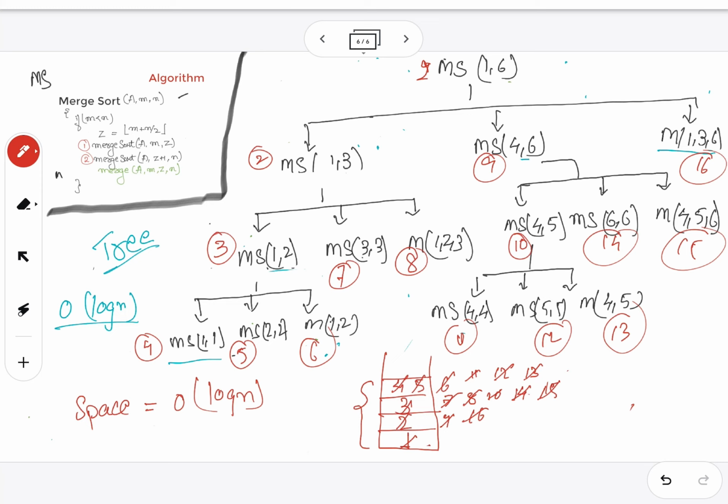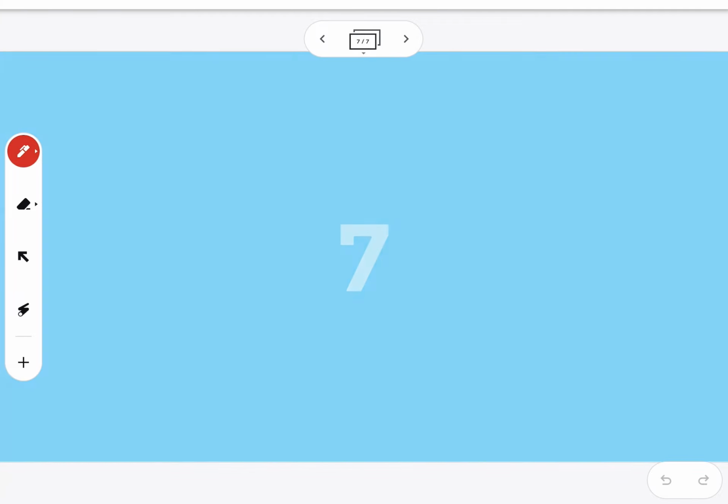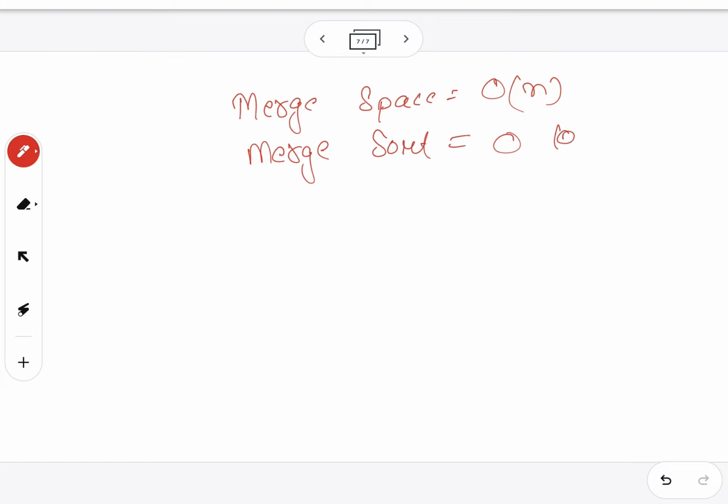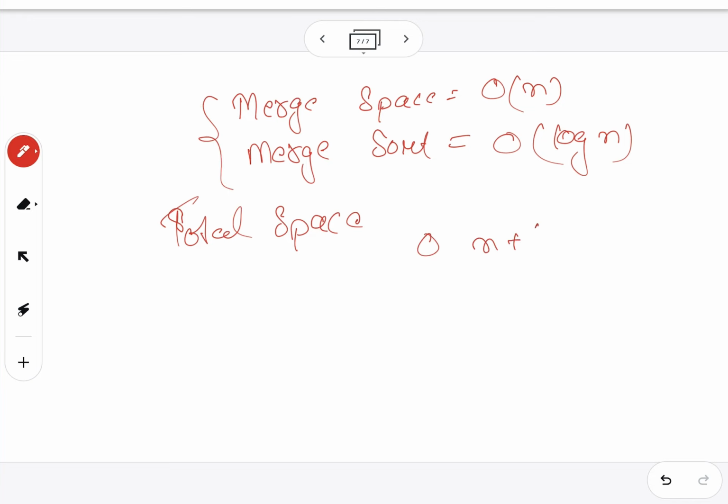If we have another value, just put it in and get how much extra space is required. So the two properties are: for the merge, we took a space of order n, and for the recursive stack, the extra space is order of log n. But for the total space required by merge sort, because we combine both, we have n plus log n, and the dominating factor is n, so order of n. So big O of n.